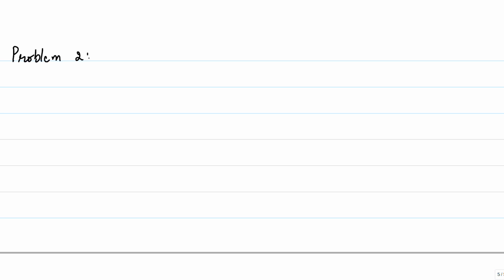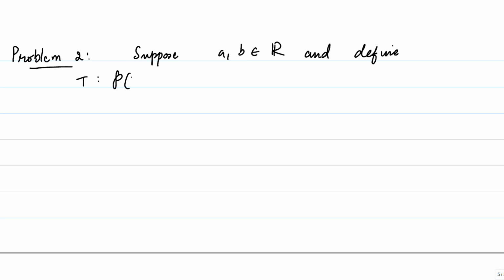Problem 2. Suppose a and b are scalars, and let's now define a map T from P of R to R2. Recall that P of R is the vector space of all polynomials with coefficients in real numbers. So T is a map from P of R to R2.